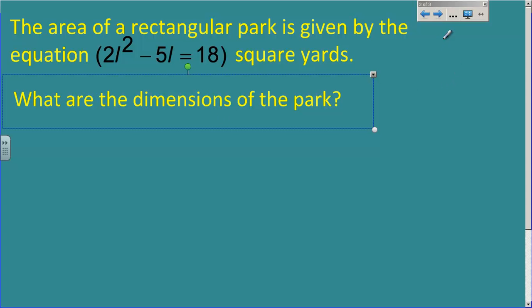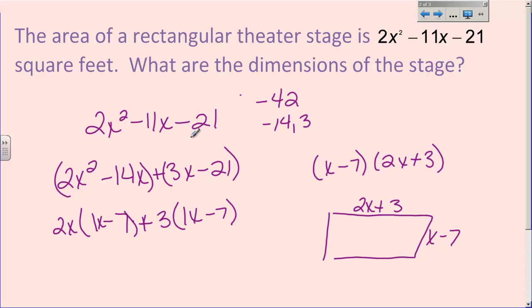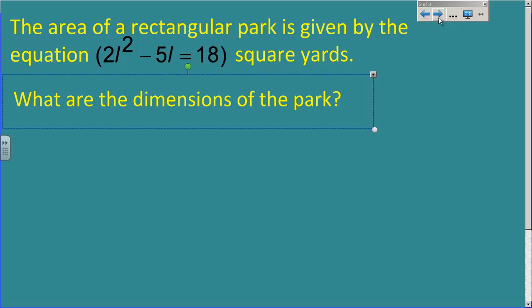The area of a rectangular park is given by the equation 2L squared minus 5L equals 18 square yards. What are the dimensions of the park? Now, if you will notice, this equation is written differently than the equation from the previous problem. The equation from the previous problem doesn't have an equal sign. Nothing we've done to this point has an equal sign. So I'm going to have to manipulate this equation and rewrite it so that it looks like something I know before I can factor. I need this 18 to be over here with all of this stuff so I can factor.